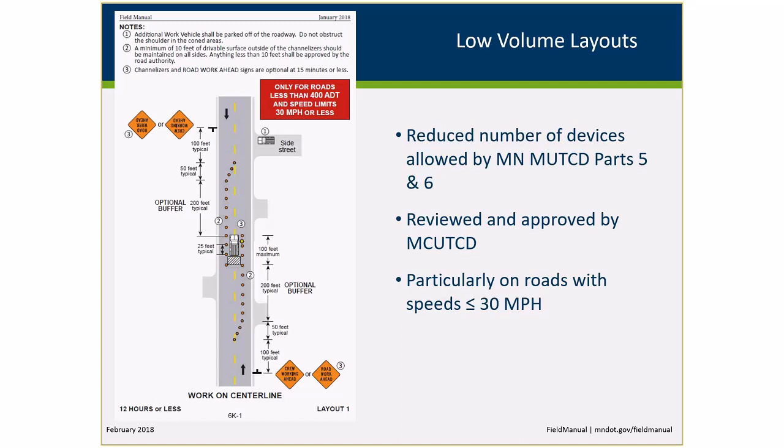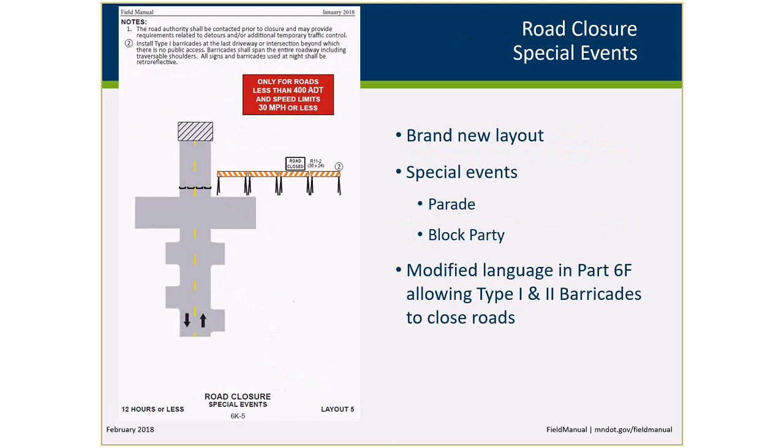Again, all these were reviewed and approved by the Minnesota Committee of Uniform Traffic Control Devices, and reducing the number of devices is particularly on the roads that had speeds equal to or less than 30 miles per hour. A brand new layout that was added is a road closure for special events.